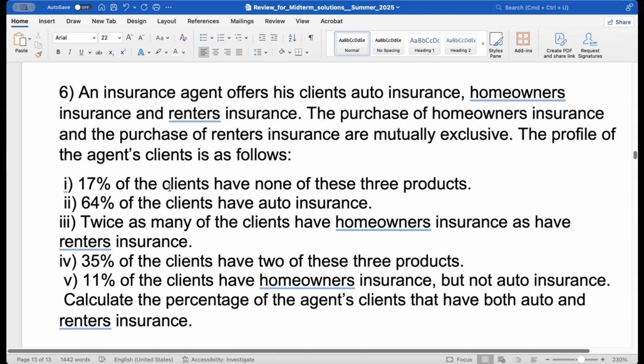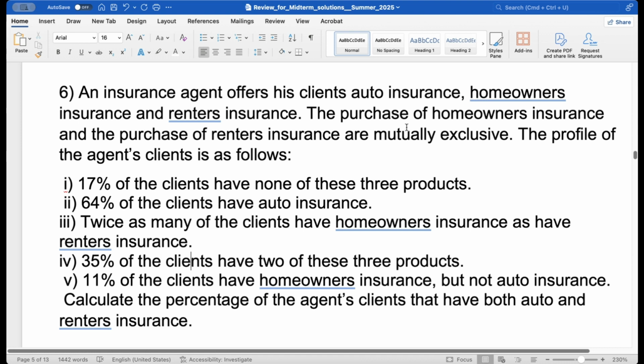The profile of the agent's clients is as follows: 17% have none of the above. 64% have auto, twice as many have homeowners as renters, 35% have two of these three products, 11% have homeowners but not auto. Calculate the percentage that have both auto and renters.